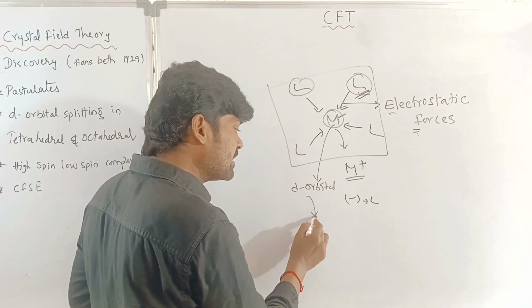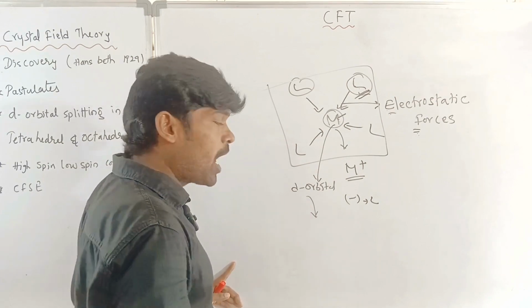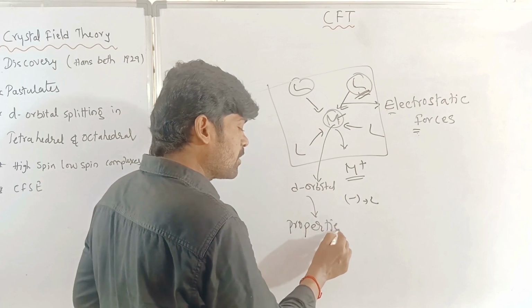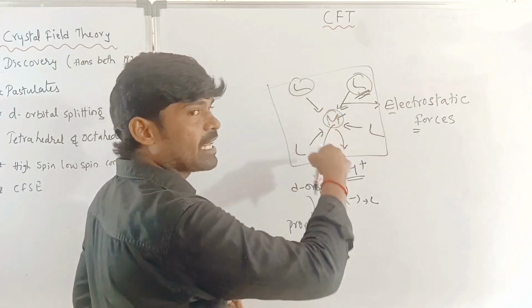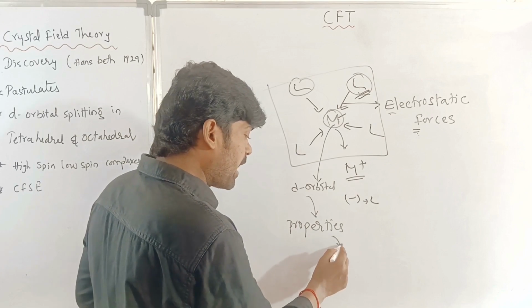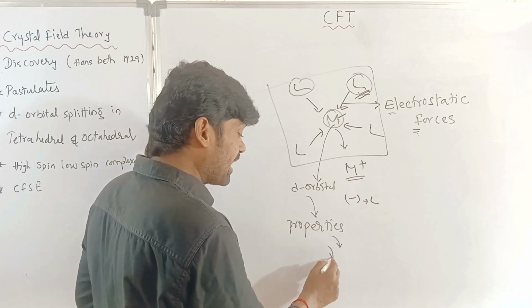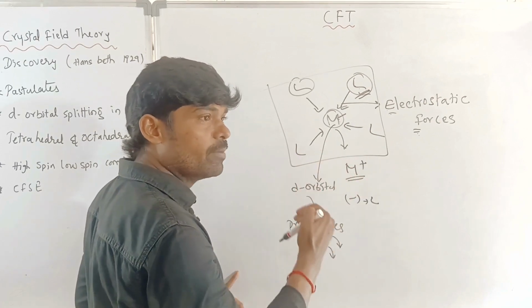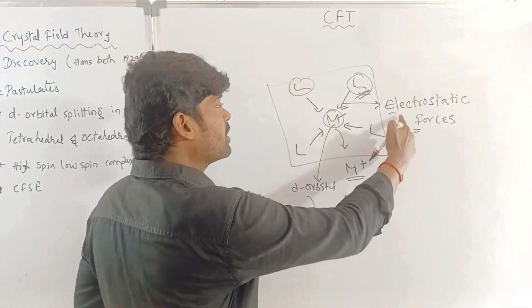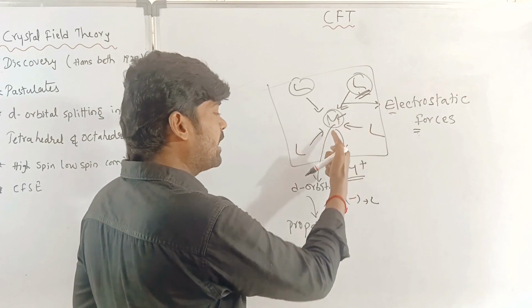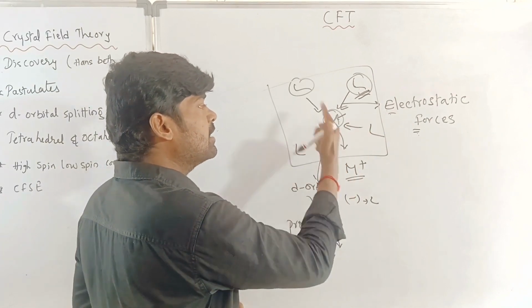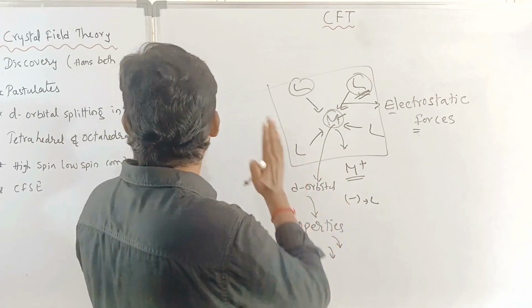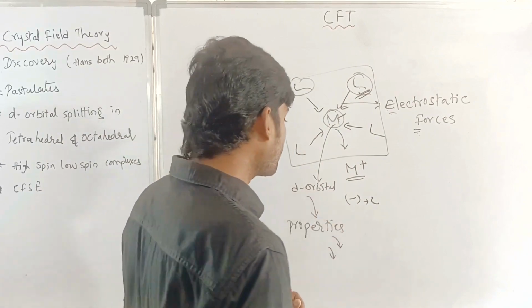Because of this d orbital splitting, how the properties will change in the crystal. Means what? Magnetic properties, colors and electric properties: how all these properties change because of these electrostatic forces and d orbital splitting in the central metal atom. These are the postulates he explained in this crystal field theory.